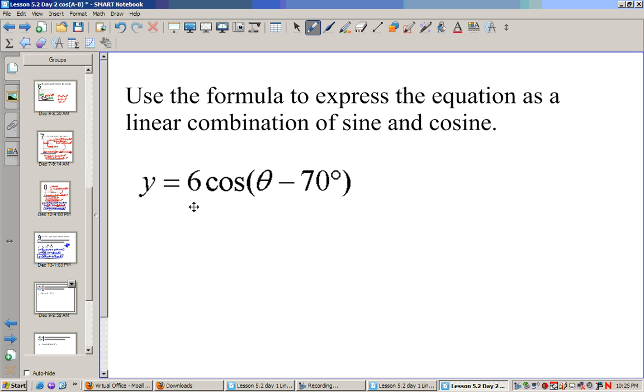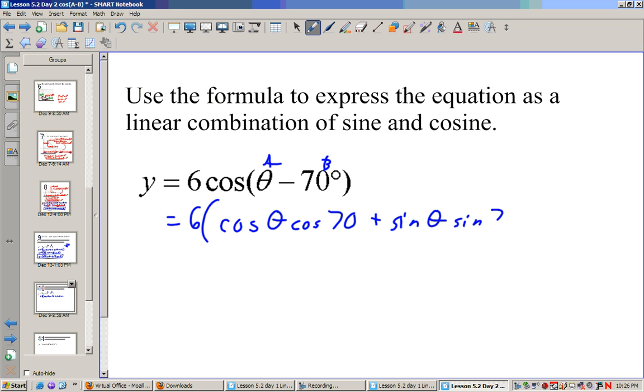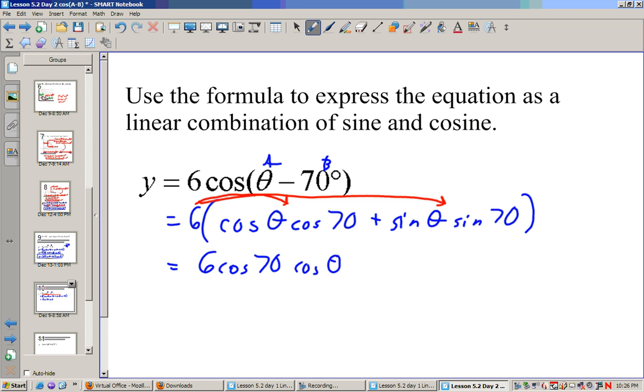Alright, we can do it with this. Put a 6 on the outside. This is going to be cosine of A. Remember, this is your A, this is your B. Cosine of B plus sine of A, sine of B. So cosine 70, we don't know that. So what I can do is multiply that 6 over to each part. So I will multiply 6 times the cosine of 70 times the cosine of theta, and 6 times the sine of 70 times the sine of theta.